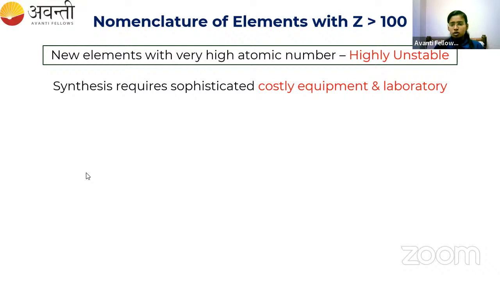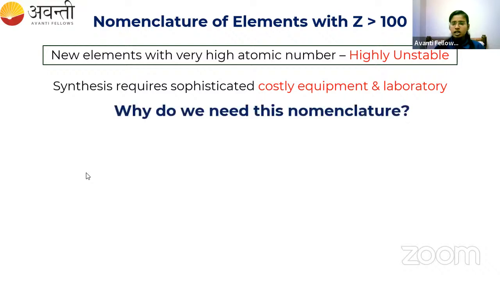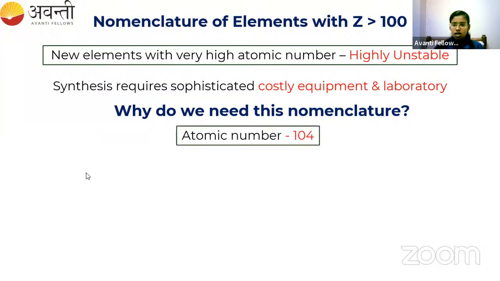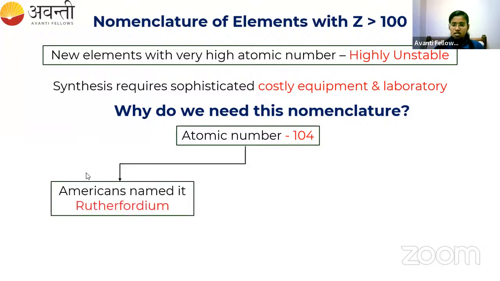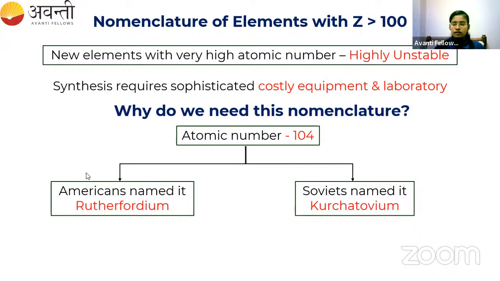But before moving on to the naming, why do we need this type of nomenclature for those elements with high atomic number? The reason is, let me take an example. I am going to take the element with atomic number 104. This is a highly unstable element with a high atomic number. Americans named this element rutherfordium and the Soviets named it kurchatovium.